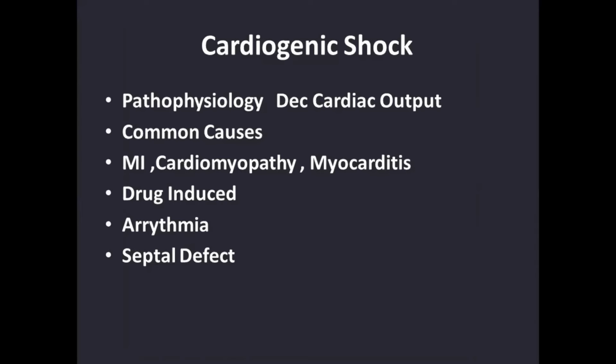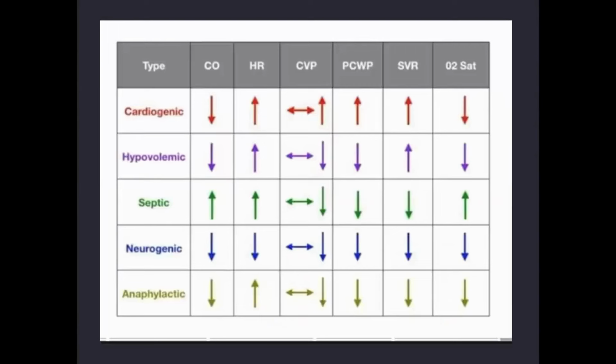Now, in this slide, I described the main pathophysiology, which is decreased cardiac output, which gets worse with time. Some common causes of cardiogenic shock are myocardial infarction, cardiomyopathy, myocarditis, drug-induced causes like cocaine and methamphetamine, arrhythmias, and finally septal defect. Now, as our first shock is the cardiogenic shock, we will see what changes occur in cardiogenic shock.